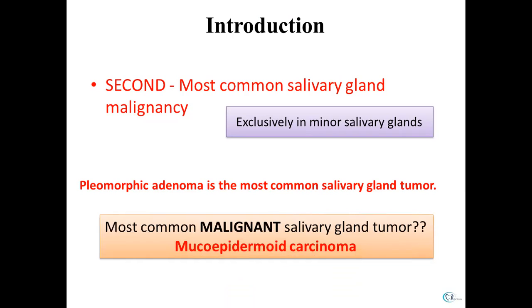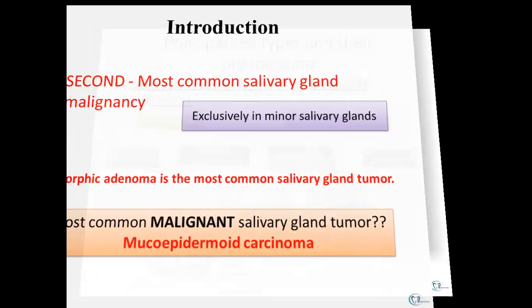So the first most common salivary gland neoplasm is pleomorphic adenoma. If it is malignant, it is mucoepidermoid carcinoma. And the second most common salivary gland tumor in minor salivary gland is polymorphous low-grade adenocarcinoma.